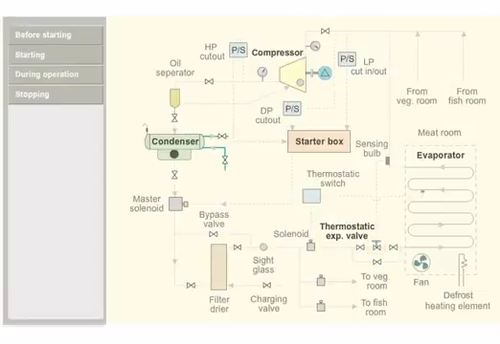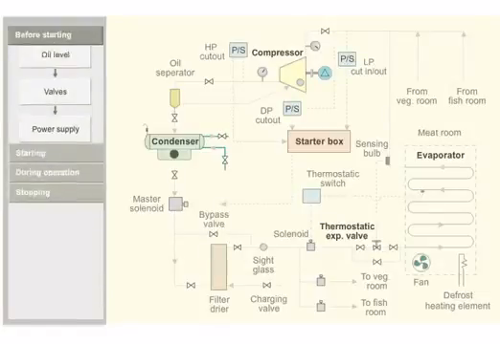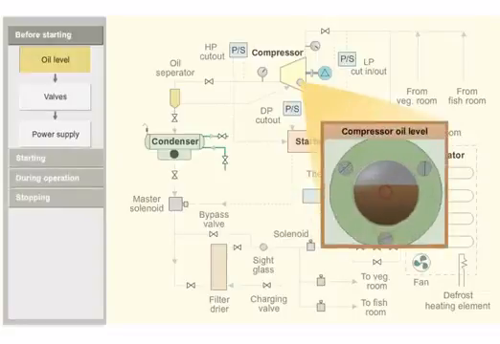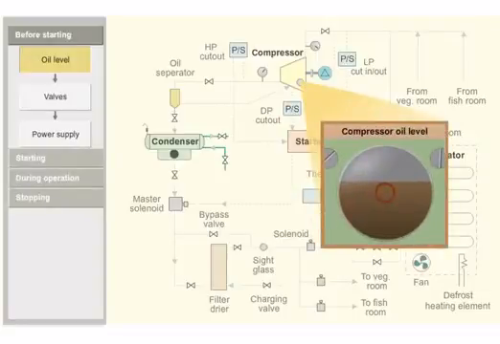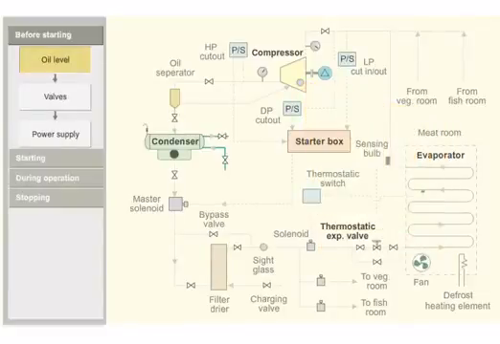Before starting the refrigeration system, carry out a few checks. Check the oil level in the crankcase of the compressor. Insufficient oil wears down the components. In extreme cases, it may lead to seizure of the compressor. Check whether the cooling water inlet and outlet to the condenser are open. Insufficient flow of cooling water results in improper condensation, which in turn increases the compressor discharge side pressure.